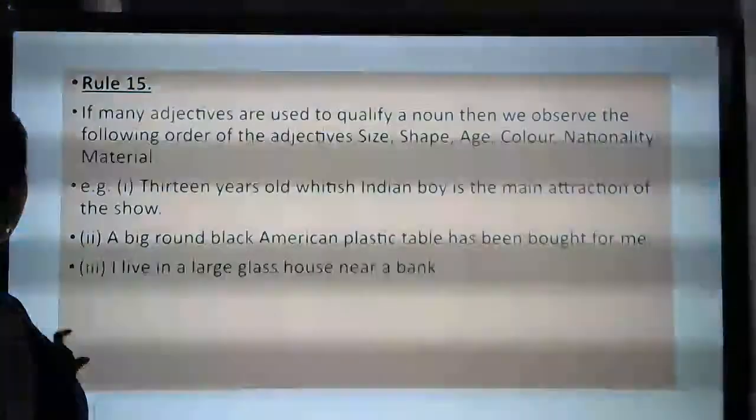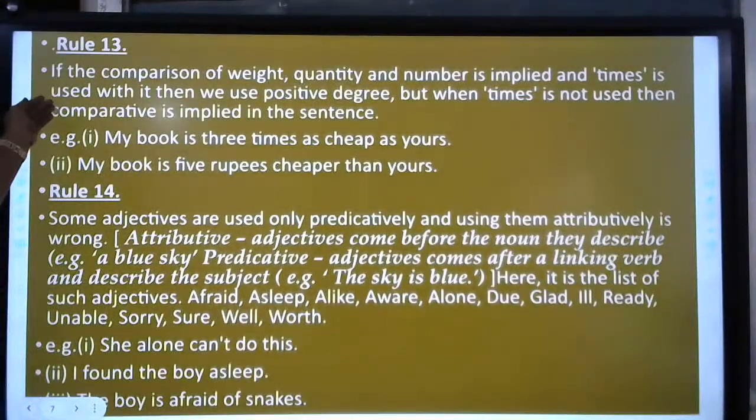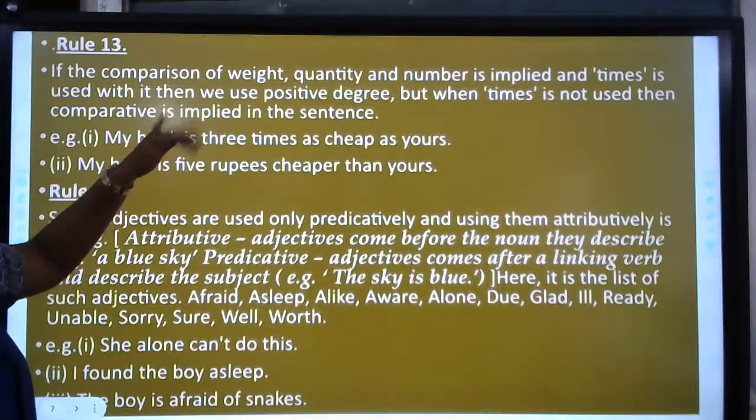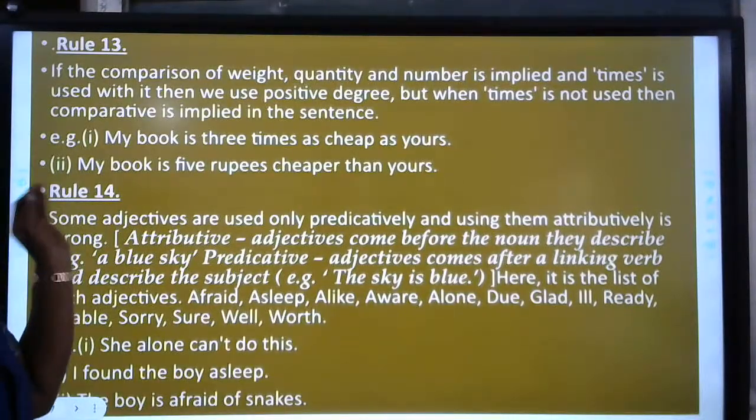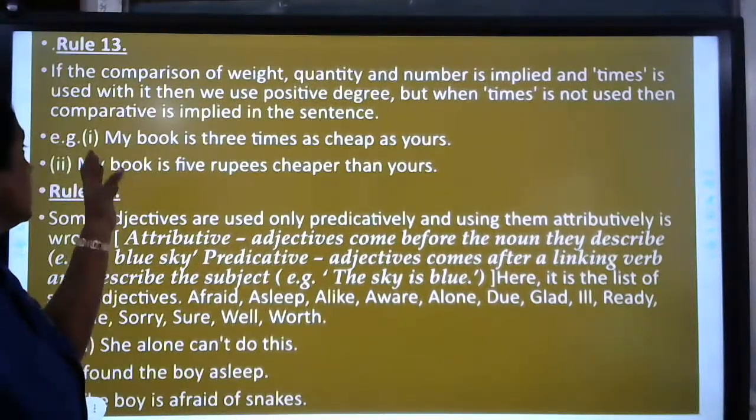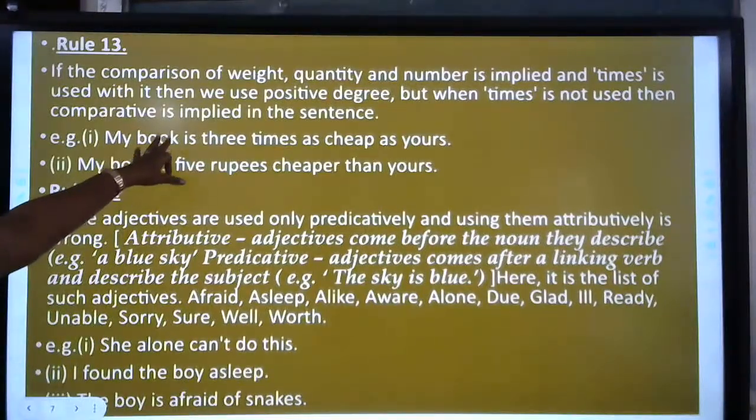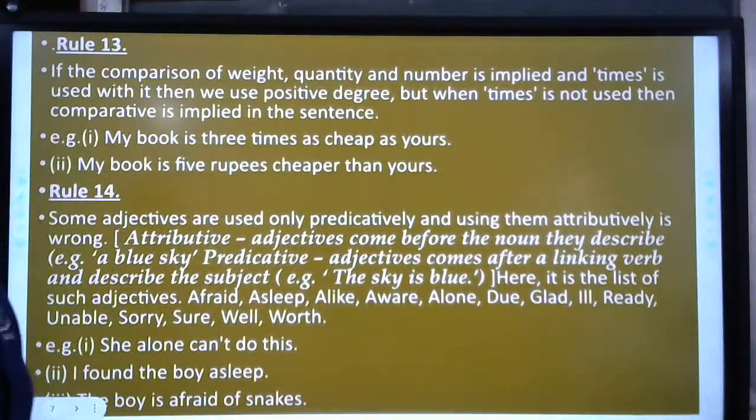Now the next rule is that, if the comparison of weight, quality, number is implied and the word times is used with it, then we should use the positive degree. But when times is not used, then the comparative is implied in the sentence. For example, my book is three times as cheap as yours.